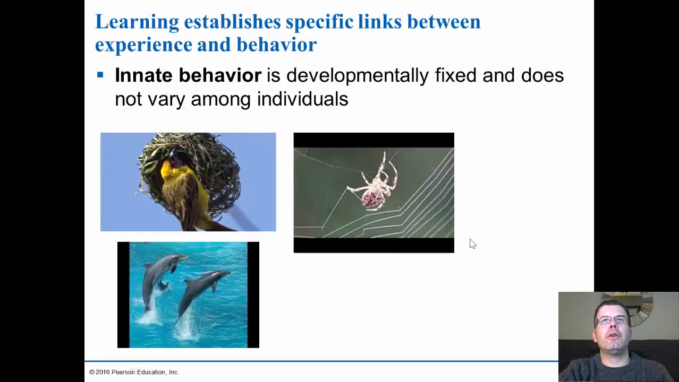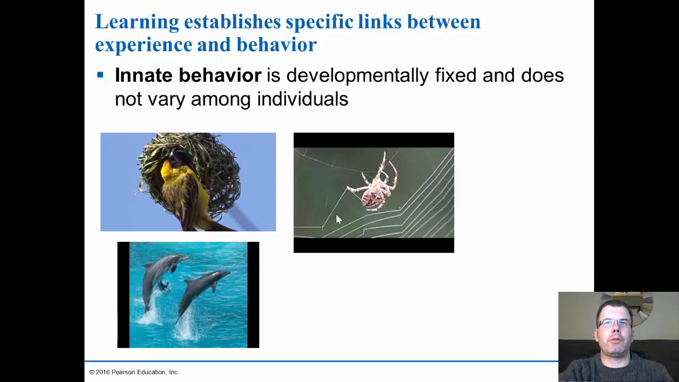Okay, and so another type of thing, learning establishes specific links between experience and behavior. One of the things that happens is that animals are born with certain behaviors, and this is known as innate behaviors. So we talked about this already, which was the fixed action pattern. Well, there are other behaviors that animals are also born with. And so one of the things is building a nest. So that would be an innate behavior.